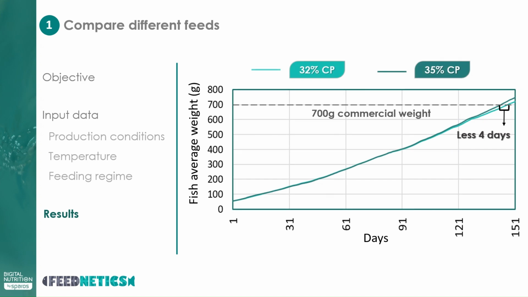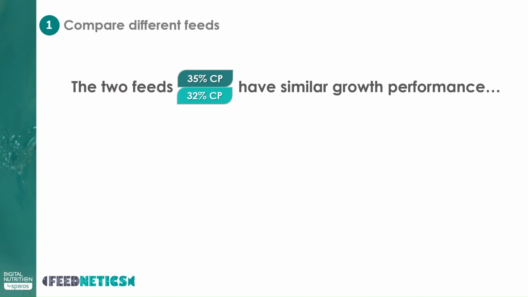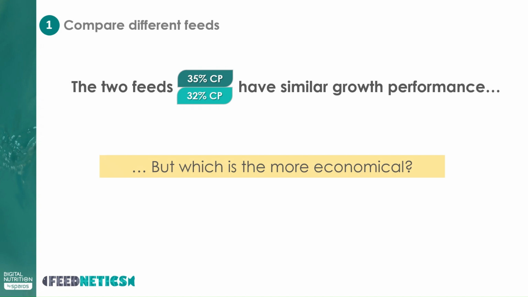This graph shows the average fish weight predicted by FEEDNETICS for the two feeds. The 35% protein feed reaches the 700 gram harvest about 4 days earlier than the 32% feed. Since the difference is small, both feeds show very similar and good growth performance. However, the goal of this application was not just to look at growth, but to assess the most economical feed. At the end of the production cycle, this is what matters to fish farmers.